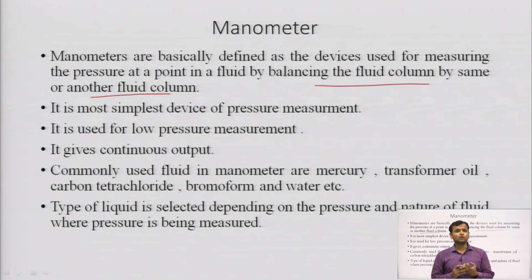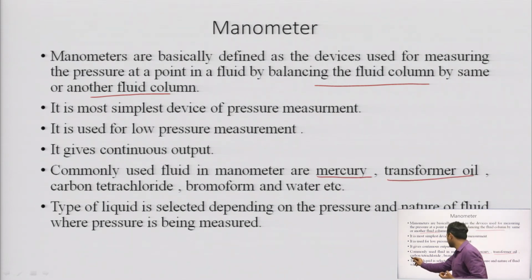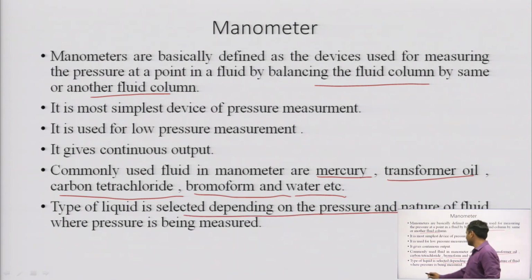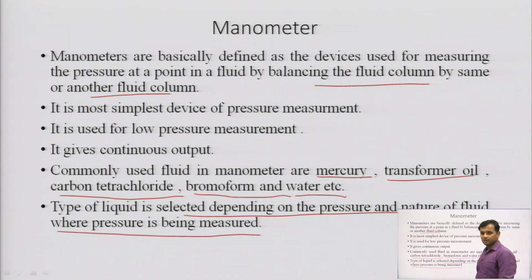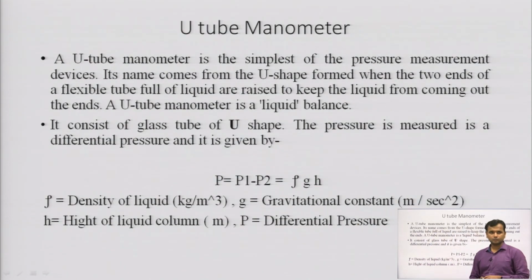Commonly used fluids in the manometer are mercury, transformer oil, carbon tetrachloride, bromoform and water. So, these are the liquids that can be used in the manometer. There are various types of liquids selected depending on the pressure and the nature of the fluid where pressure is being measured. Also, that will depend on the ranges of various pressures.